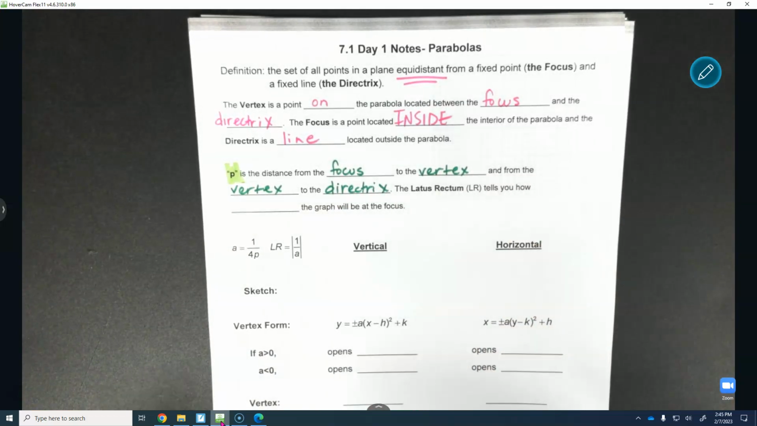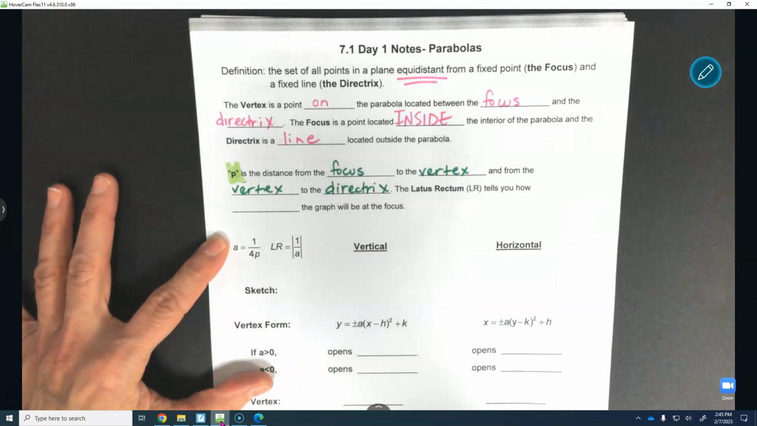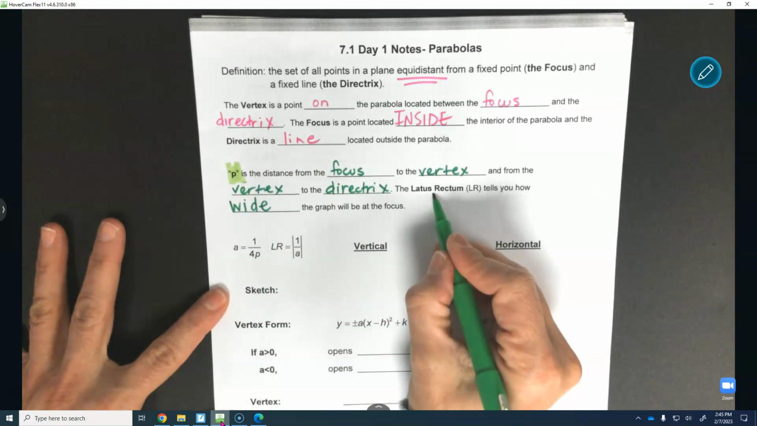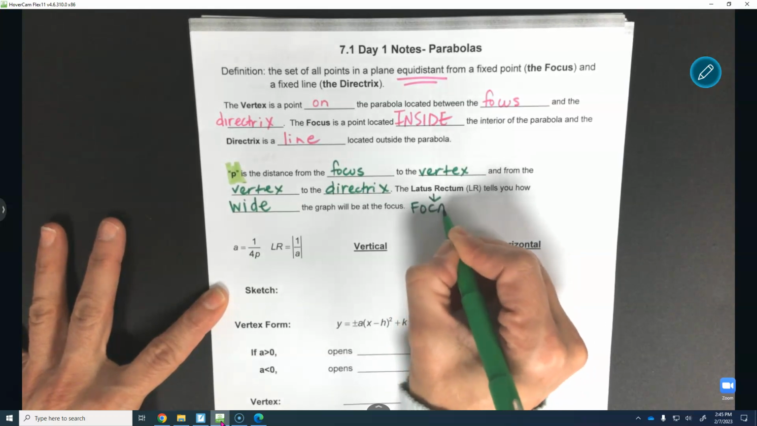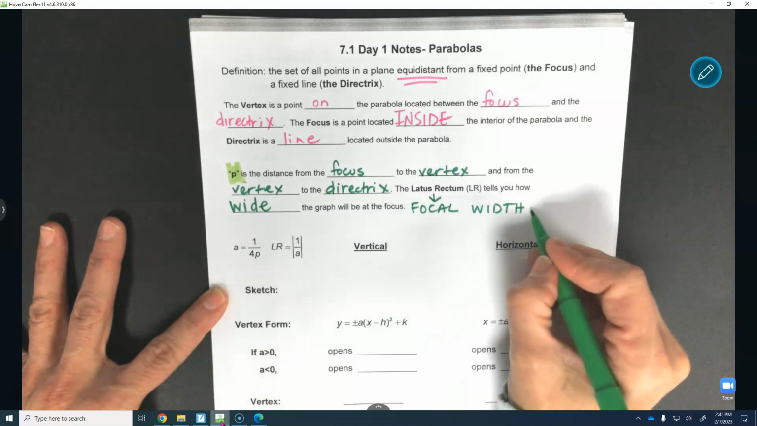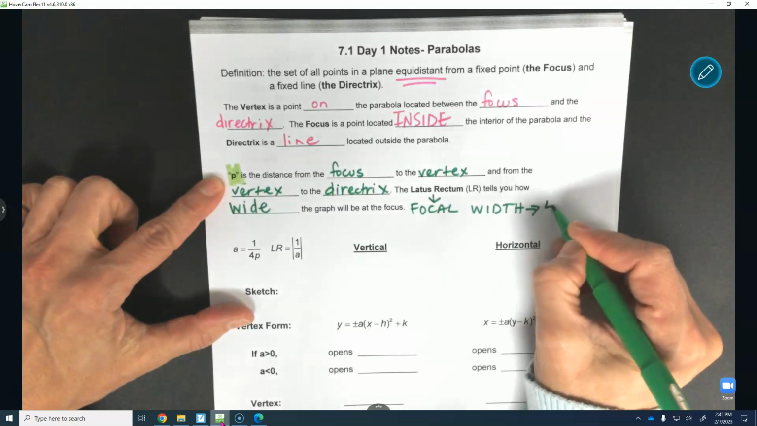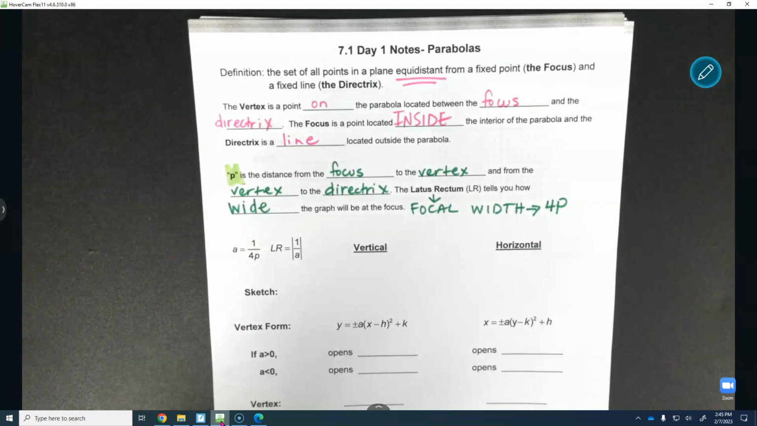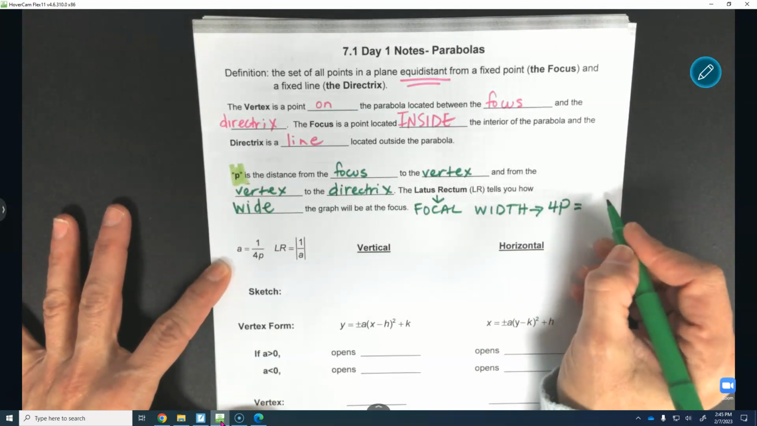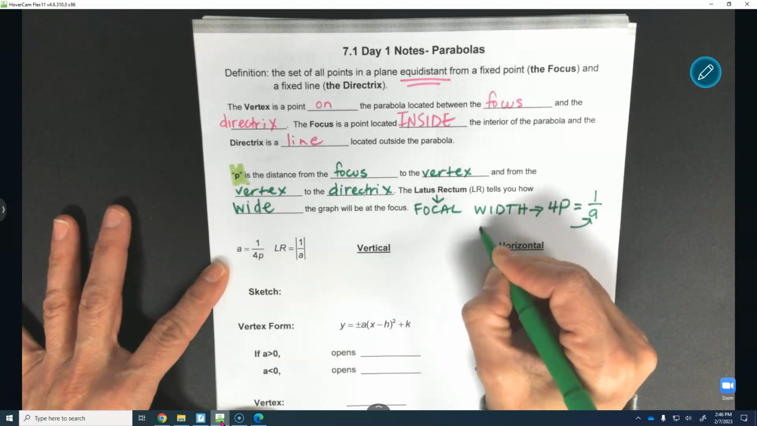So there is an official width of a parabola. It's called the latus rectum, and you can tell how wide the graph will be at the focus. And another word for this that I use a lot is called the focal width. And we're going to talk more about the focal width, but the focal width also has to do with P, and it is just 4 times the P value. So again, it's very, very important that we know this. And also remember that focal width is going to be the reciprocal of A.